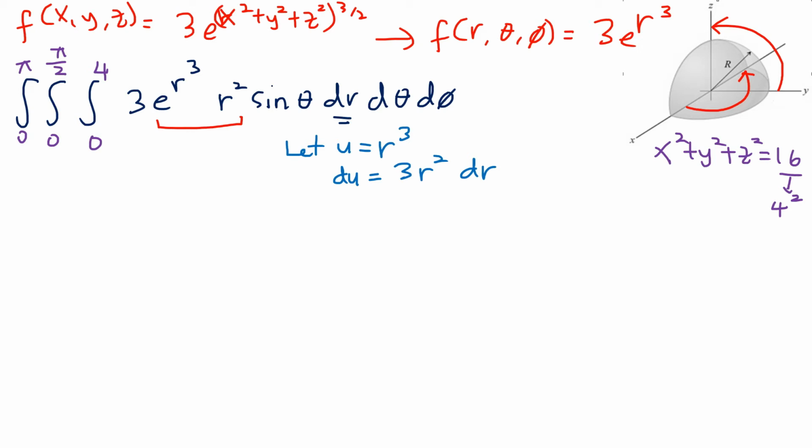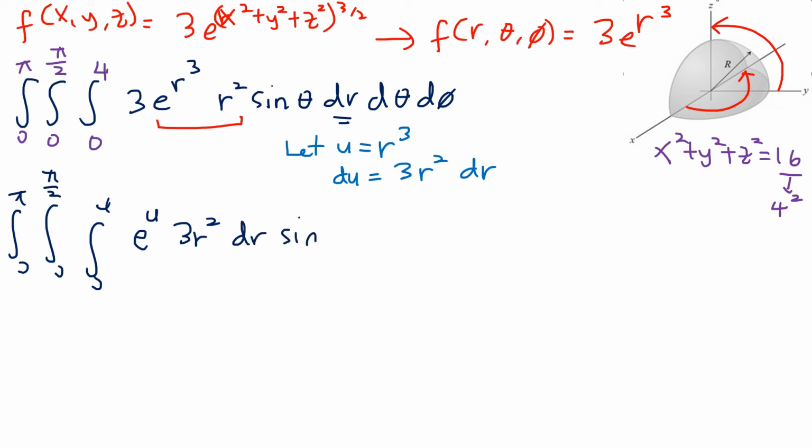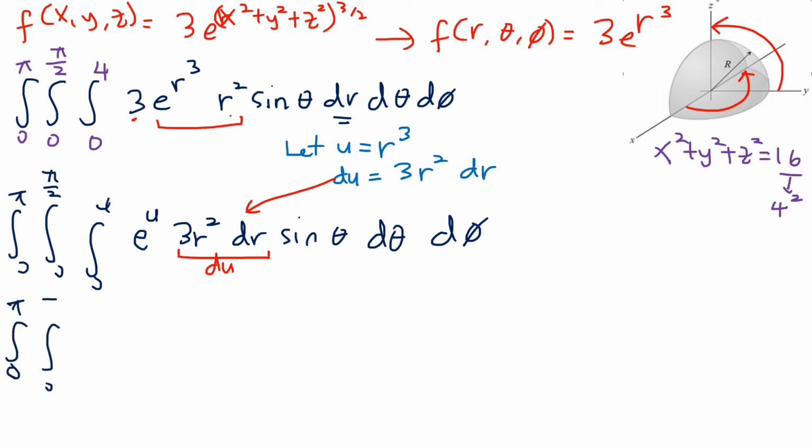Let me rewrite for you. So it's 0 to pi, 0 to pi over 2, 0 to 4, and then exponential u, 3r squared dr, sine theta d theta d phi. I arranged this so that you can see this is u, and the 3r squared dr from the previous equation I rearranged, so that your integration will be easier. So it becomes 0 to 4, exponential u du, sine theta d theta d phi.